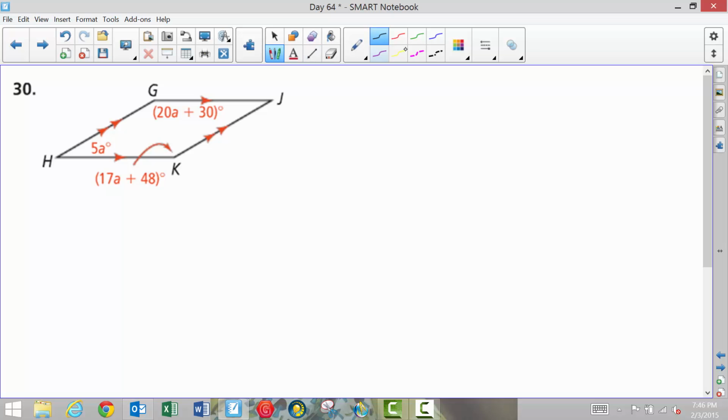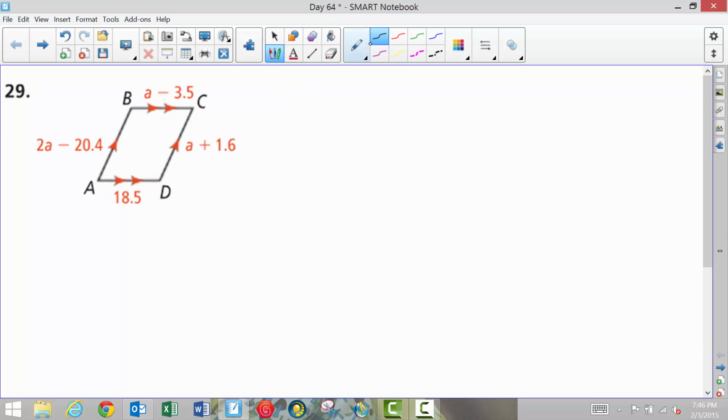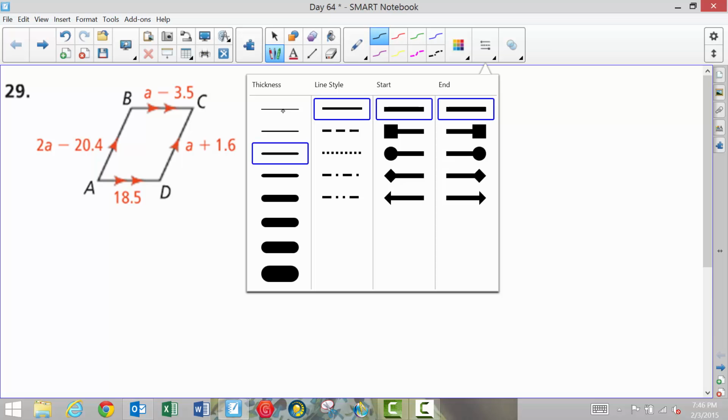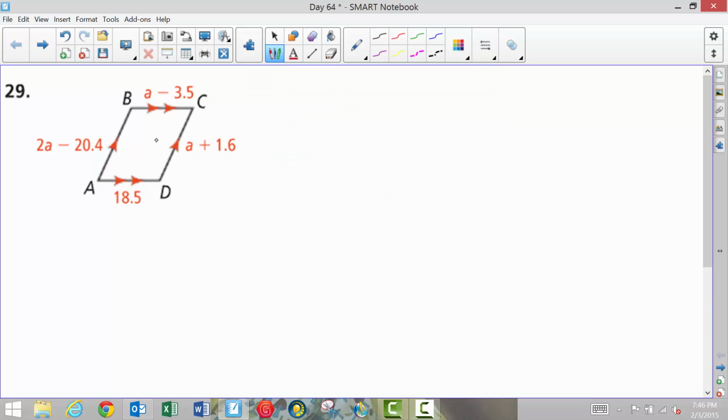All right, here's question, we're going to do question 29 and 30 from the homework. Here's question 29. So first thing that we have to do is understand that we do have a parallelogram because opposite sides are parallel. So we now know it's a parallelogram.